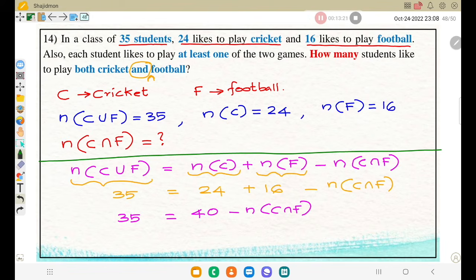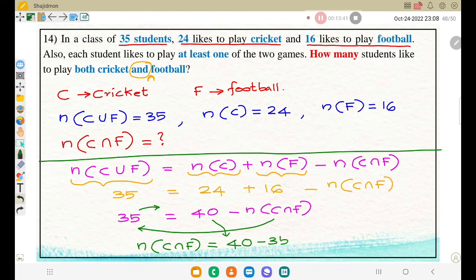Now simplify. You can take minus number of C intersection F to the next side so that you can delete that negative sign. Number of C intersection F equals 40, we can write 40 plus 35 going to the next side, minus 35. 40 minus 35 means 5. That is the number of students who play both cricket and football. Both playing numbers, that is 5. Hope you understood the question.